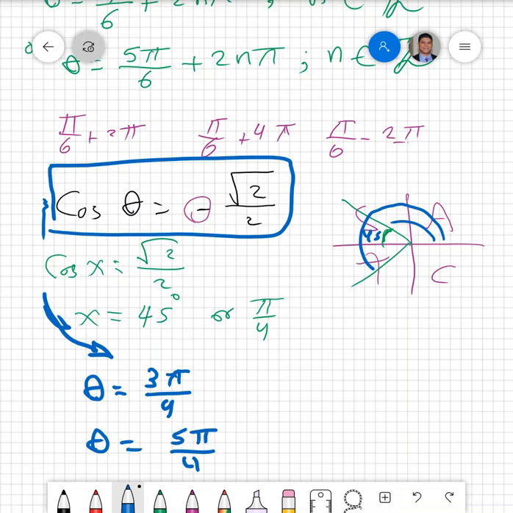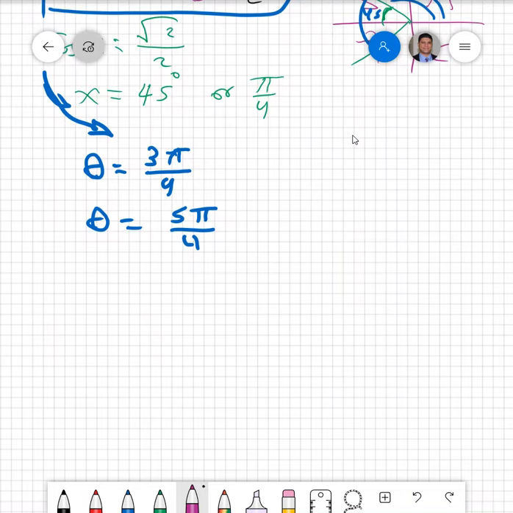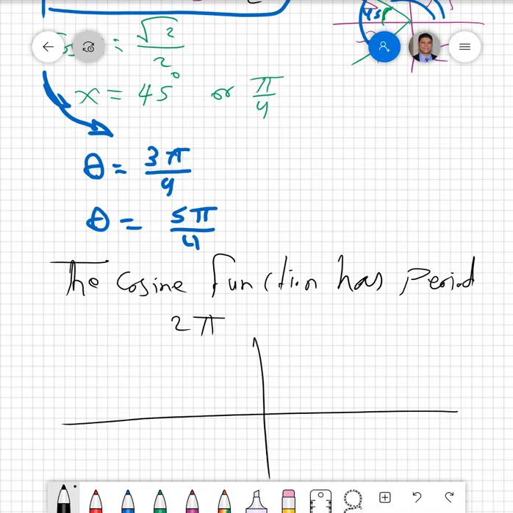But how can we write a general formula for the answer here for all solutions? As we know, the cosine function has period 2 pi. Let's revise the graph again. Here 2 pi.